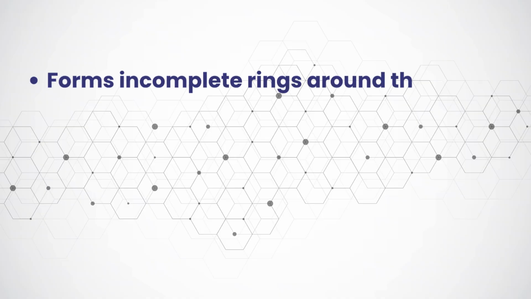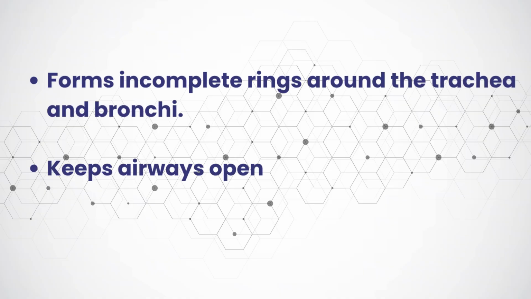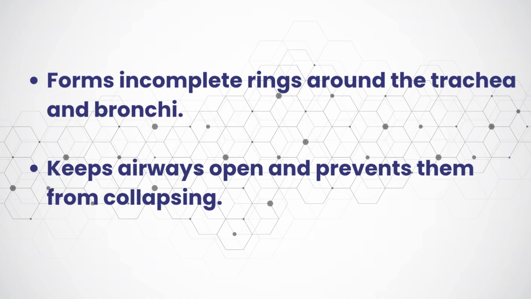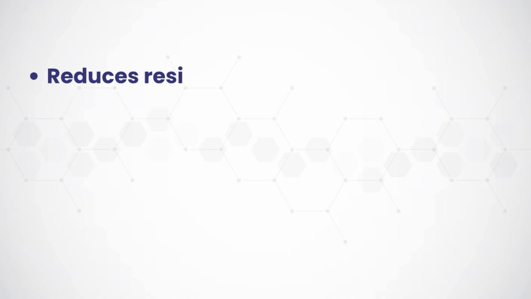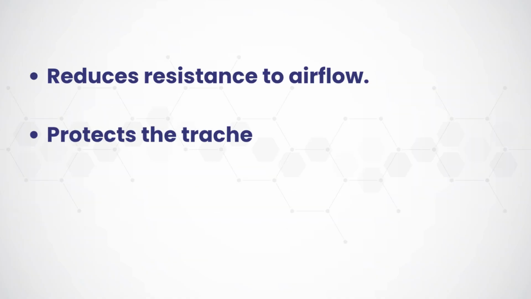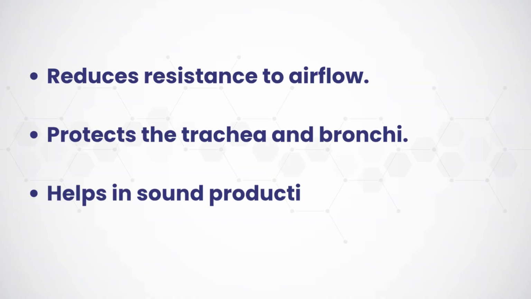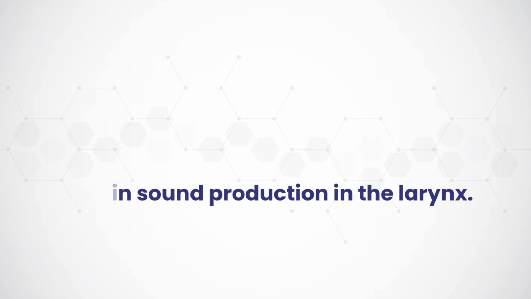State the functions of cartilage in the gas exchange system. Forms incomplete rings around the trachea and bronchi. Keeps airways open and prevents them from collapsing. Reduces resistance to airflow. Protects the trachea and bronchi. Helps in sound production in the larynx.